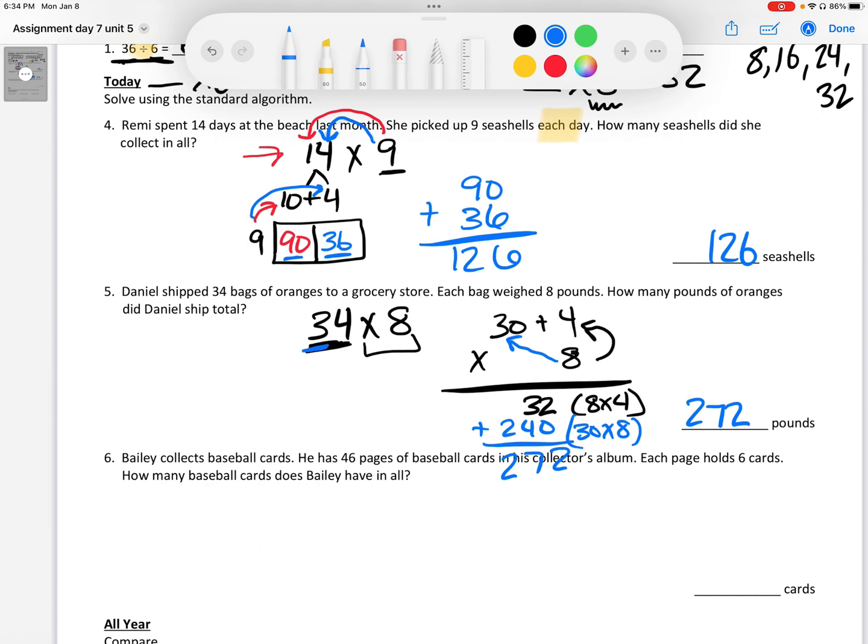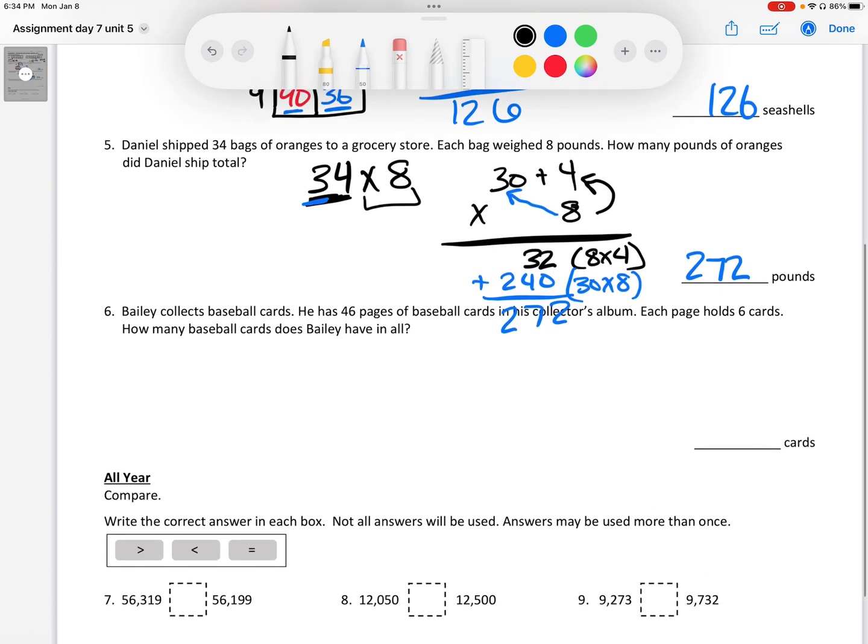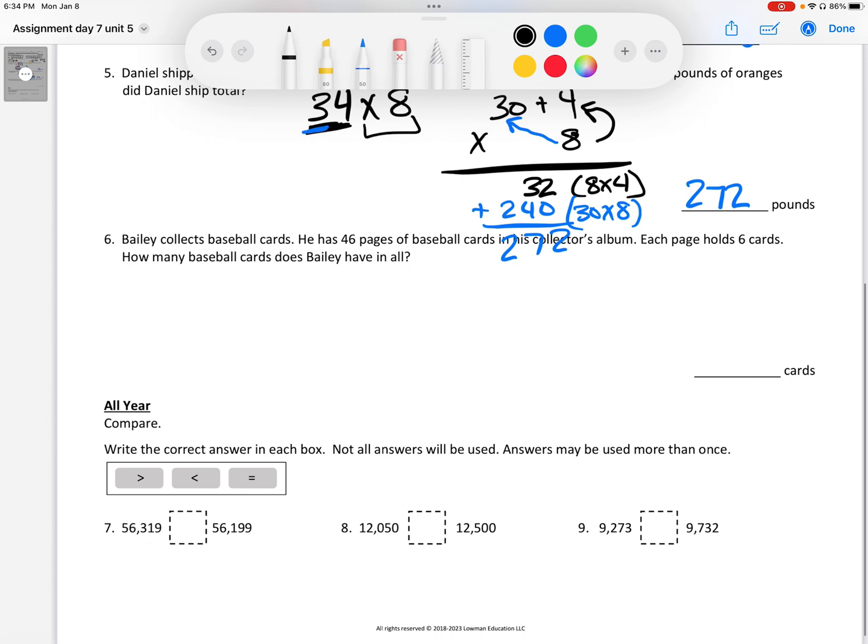Okay, the last problem that we're going to work out is problem 6. And for problem 6, and let me erase this right here, we're going to use the standard algorithm. This is the way that most of the adults learned to solve multiplication problems way back in the day, before cell phones and great and wonderful things like that. We learned the standard algorithm.